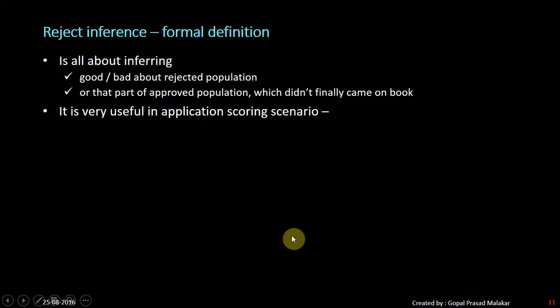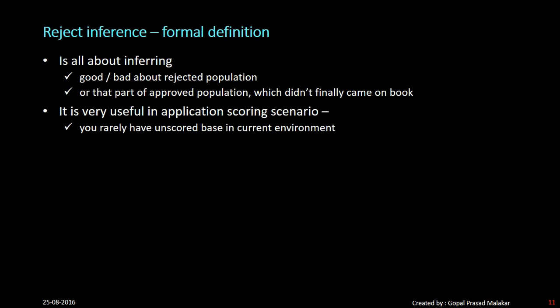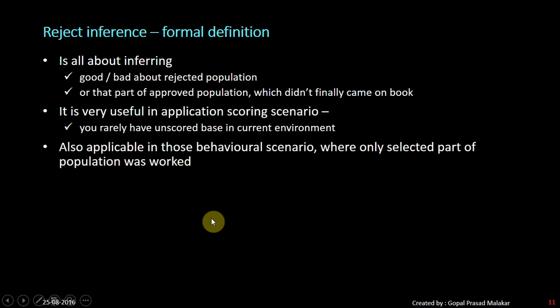It is very useful in the application scoring scenario because more often than not, you'll rarely have an unscored base. If you join anywhere, you'll find that some score is already operational and you have to deal with this situation every time. In fact, at times you might need it even for behavioral scoring, where you develop a score but decide to work only on a selected part of the population. So that's what reject inference is all about. Now let me talk about how you do reject inference.